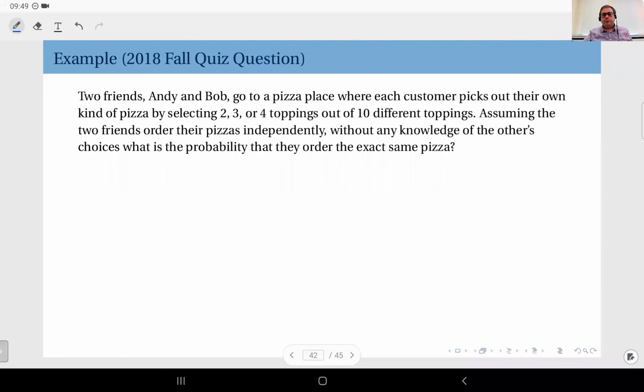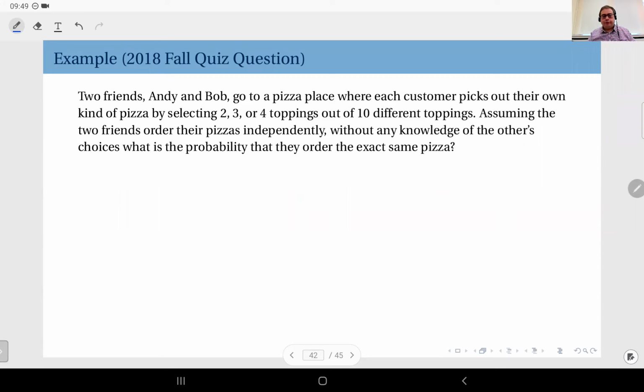Let's do a few examples, and this is a previous quiz question. Two friends, Andy and Bob, go to a pizza place where each customer picks out their own kind of pizza by selecting 2 or 3 or 4 toppings out of 10 different toppings. Assuming the two friends order their pizzas independently, and that's essential, without any knowledge of the other's choices, what is the probability that they ordered the exact same pizza?